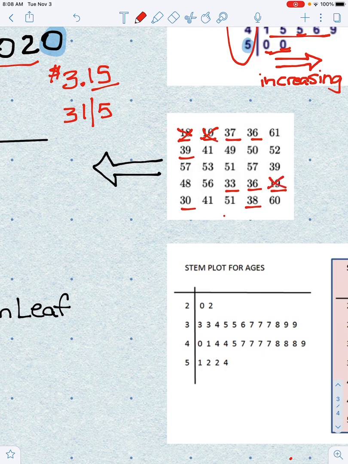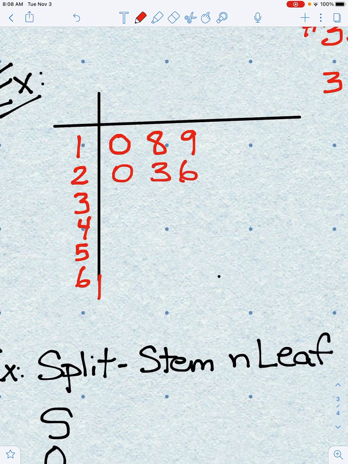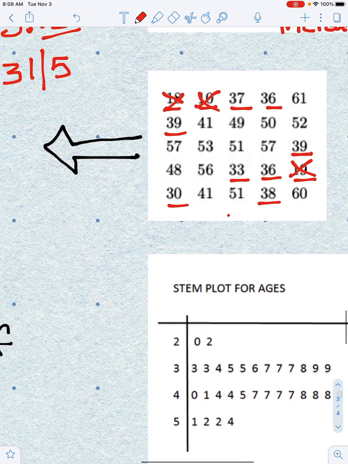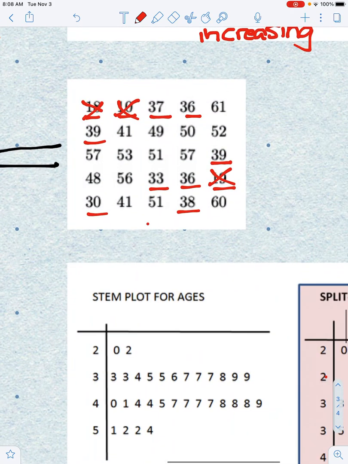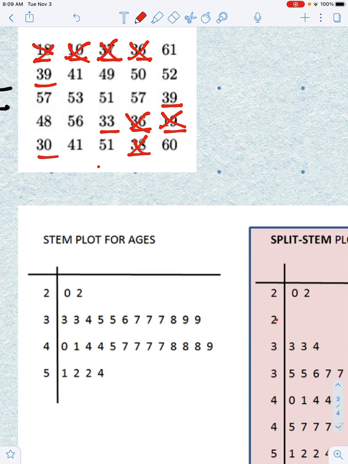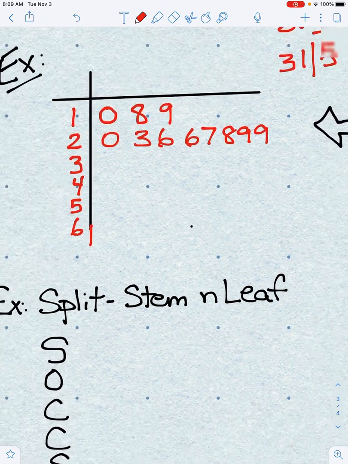So 0, 3, and then some 6s, looks like. And then a 7, an 8, and 2 9s. All right, so 37, 36, 37. Who did I have? 2 6s? Yep. A 7, 2 8s, and 2 9s. Okay. So it's tricky to do. Make sure that you don't lose any of your data items.